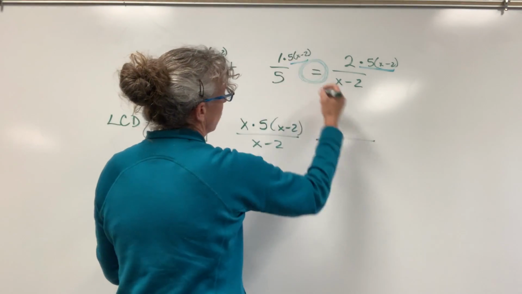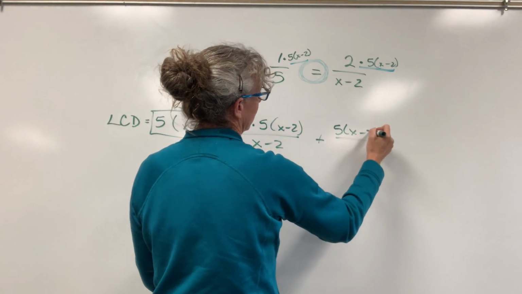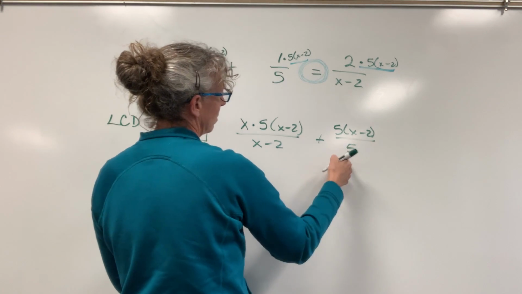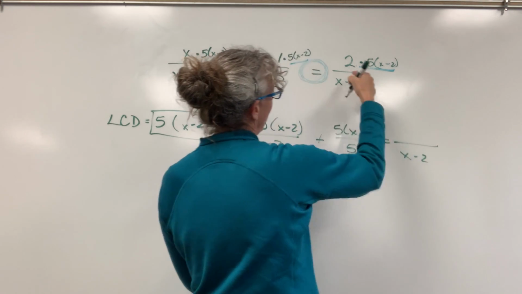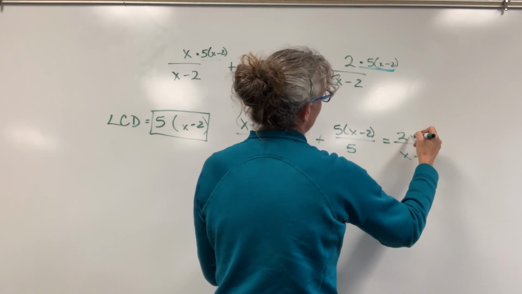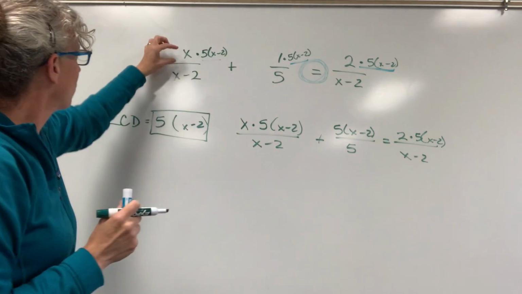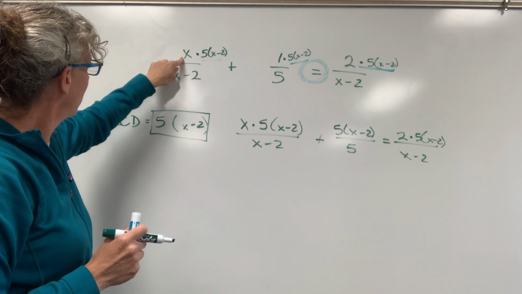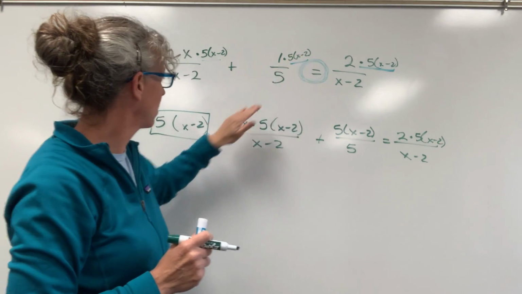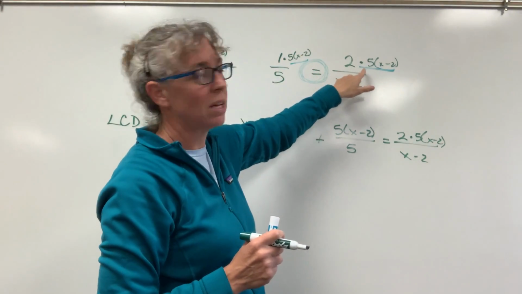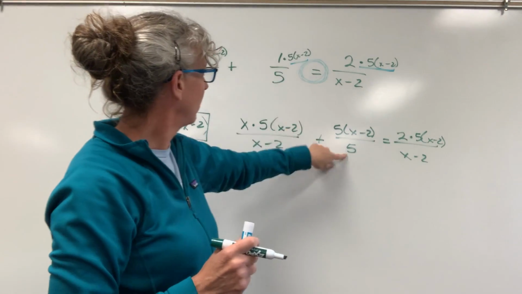Plus 1 times. So I have to put 1 times something, or can I just put what it is? Times by, right? I don't need the 1. And I put it over what's there. It equals x minus 2 is on the bottom of this fraction. I'm going to do 2 times 5 times x minus 2. So what I'm doing is I'm writing the top of the fraction times the least common denominator, the top of the fraction times the least common denominator, and the top of the fraction times the least common denominator, right there. And then I put them over what they have already.